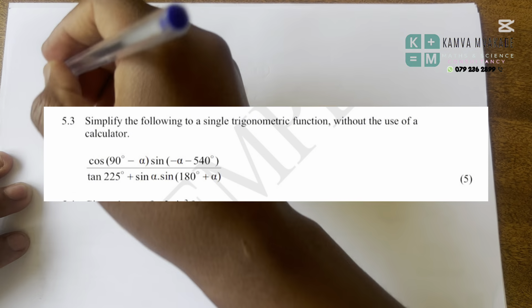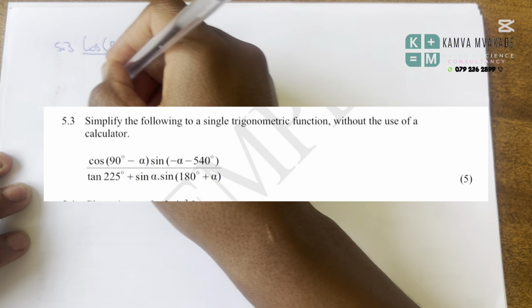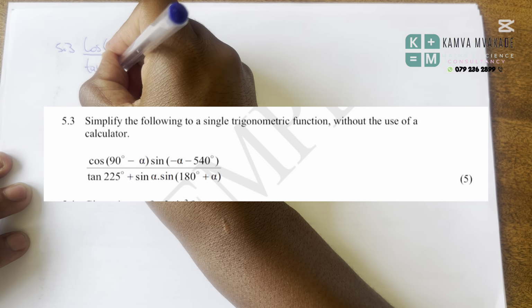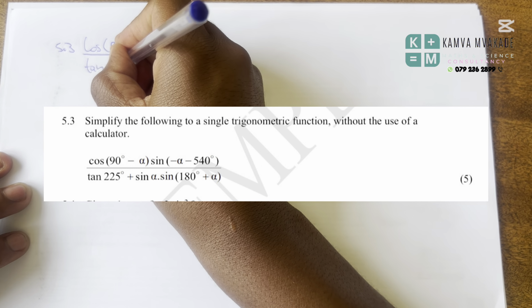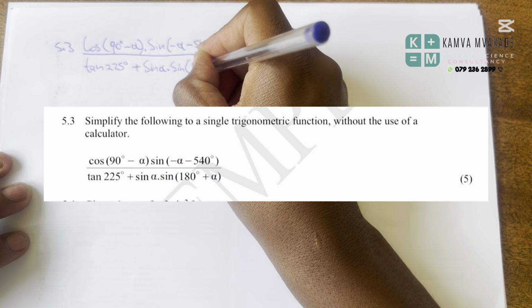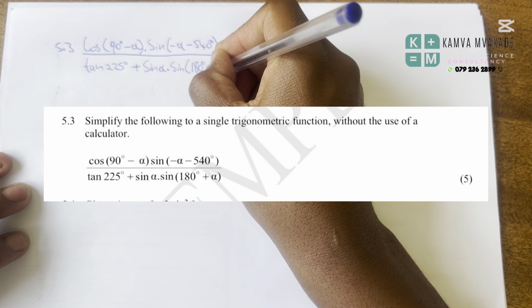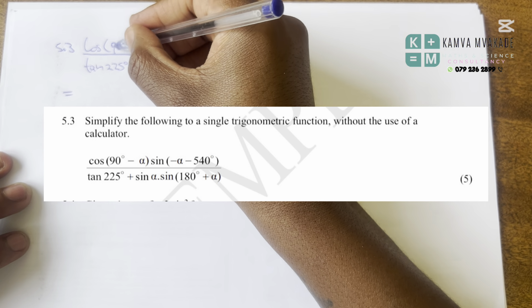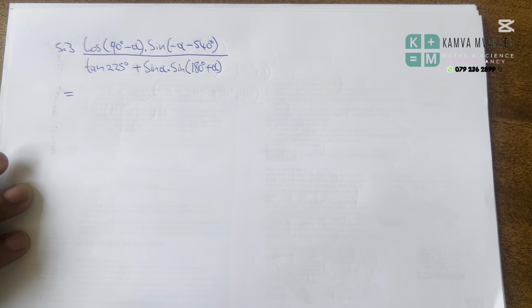degrees) all over tan of (225 degrees plus sine alpha) multiplied by sine (180 degrees plus alpha). So 90 minus alpha is quadrant number 1.